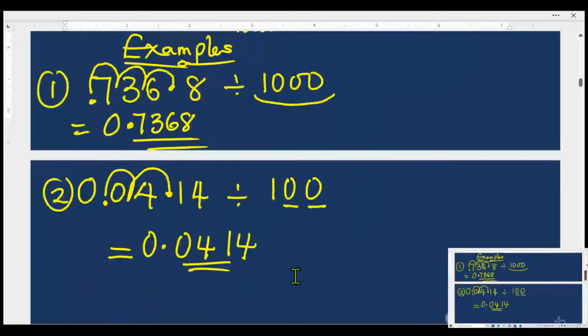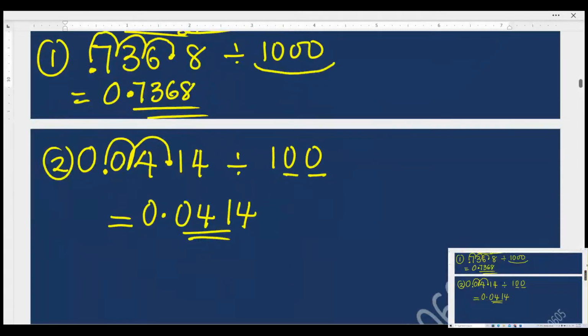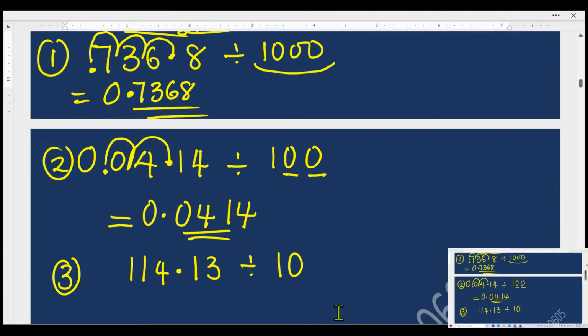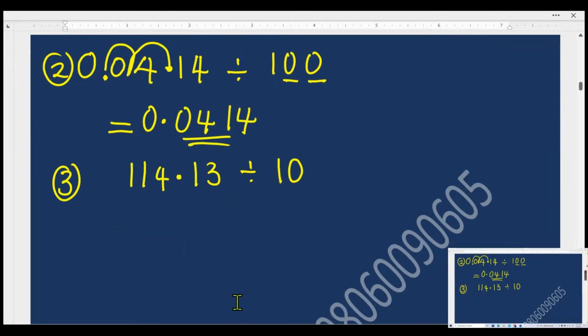Okay, so let's look at more examples right now. The next example is this: 114.13 divided by 10. What is 114.13 divided by 10? I'm going to write out the decimal number as you can see on my screen. So what is 114.13 divided by 10? 10 has only 1 as its positive power, as its positive index.